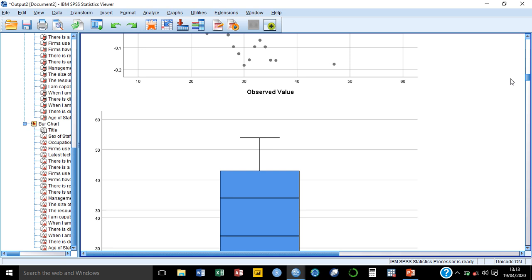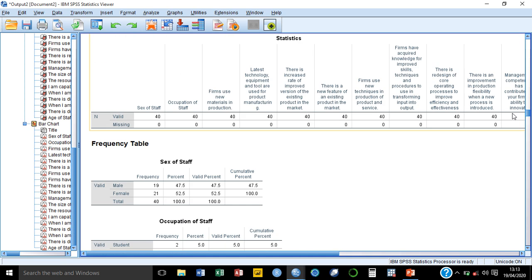Okay, this is the results for explore. So the frequency for sex of staff: male 19, female 21. Percent, valid percent, cumulative percent. Now, what's the difference between percent and valid percent? Percent is the normal percentage, and when you have missing values, this percentage also calculates the percentage of the missing values. But the valid percent removes the missing values and gives a percentage of only the values that were coded.